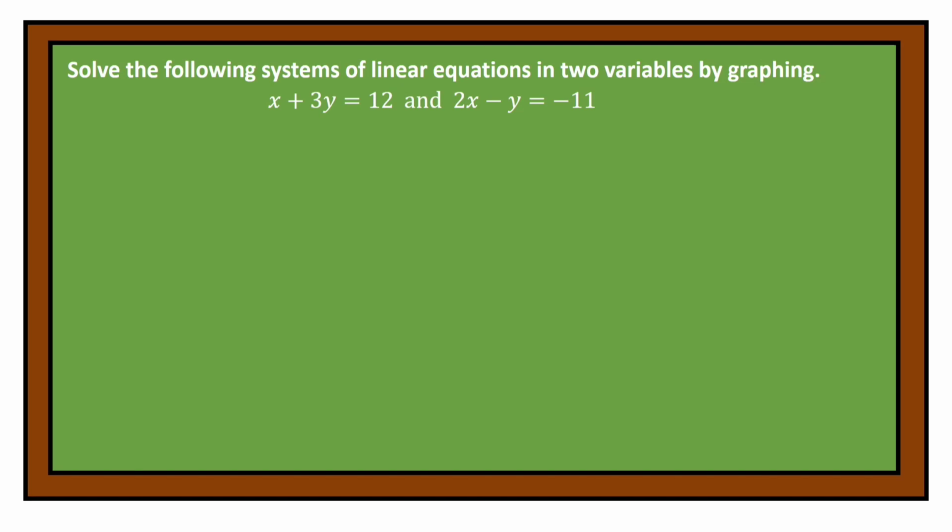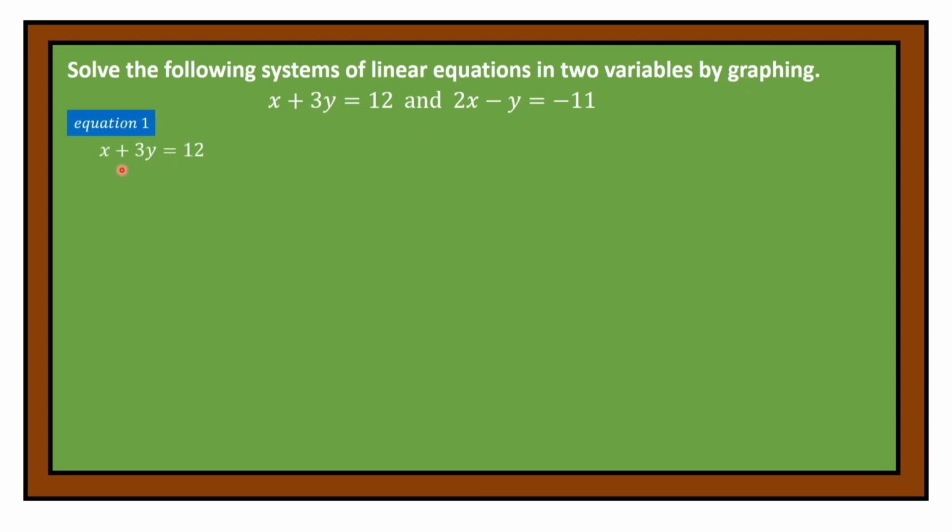So, let us solve another system of linear equations in two variables. The given equations are x plus 3y equals 12 and 2x minus y equals negative 11. Let us solve this first by means of the graphing method.